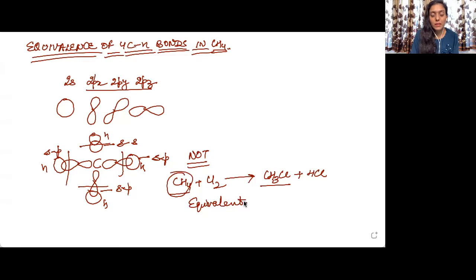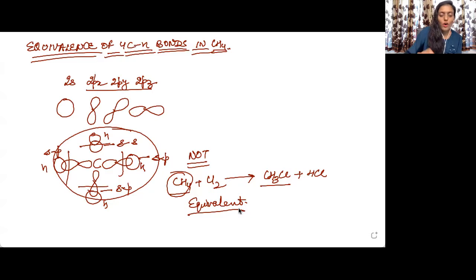These are equivalent. Now from this figure it is shown that these are non-equivalent, but from the experimental data, we can say that these are equivalent because we cannot tell which carbon hydrogen bond is breaking. So now what is the solution to this? So equivalence of carbon hydrogen bonds in case of methane can be explained on the basis of hybridization.